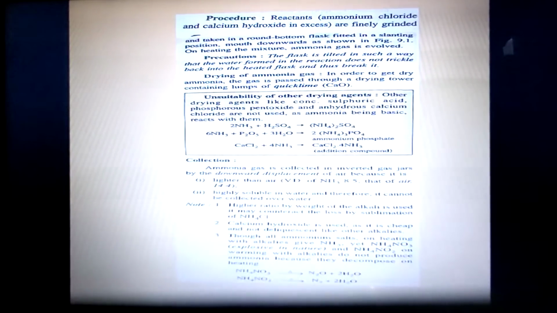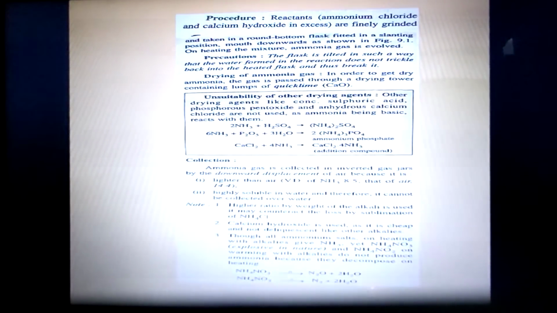Now second is: name the drying agent used. As you can see, quicklime is mentioned here. So the drying agent used is quicklime. Now why is quicklime used? Because ammonia is a basic gas, and quicklime is also basic in nature. So two bases never react with each other. So that's the reason quicklime has been preferred.